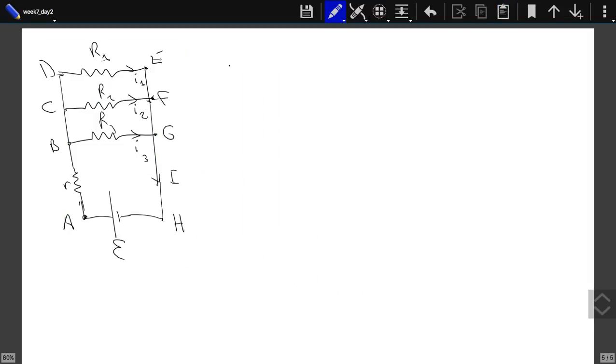So let's see, VCC, it should be 0. What kind of a loop would you like to have that starts from C and goes back to C? VCD, VDE, VEF, and then back? Okay, VFC. Let's look at this one.